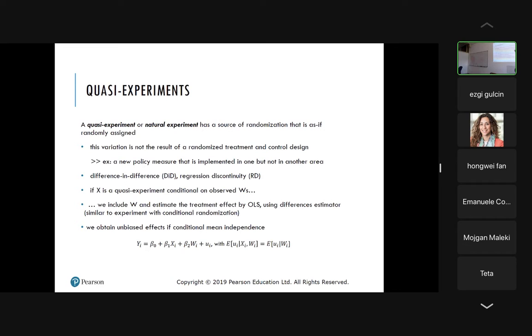Today we do the difference in difference estimator, and next time the regression discontinuity design. So you will find DID for the difference in difference, and RD or RDD for the regression discontinuity design, okay?